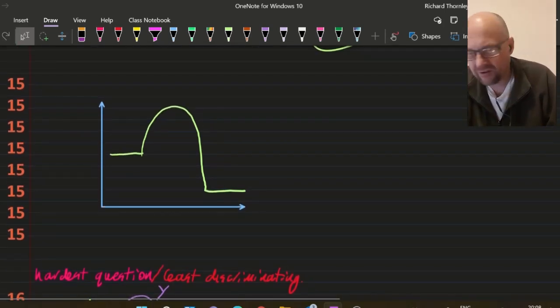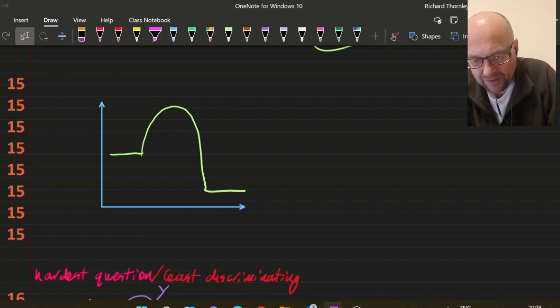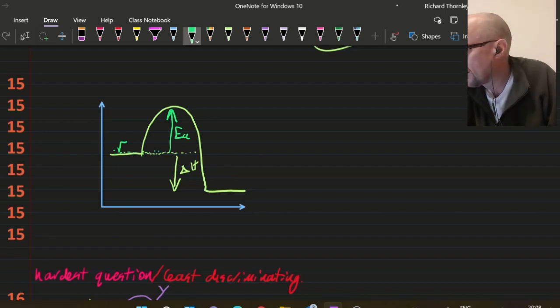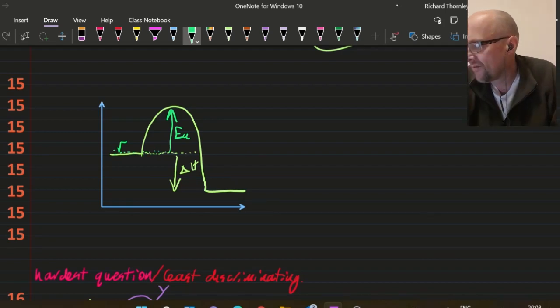Question 15. What's the activation energy of the forward reaction? Well, if you're going forward, you always start from this line here, whether you're doing the delta H or the activation energy. You always start from where the reactants are. There we go. So that looks like it's going to be B, 15B. Yep.